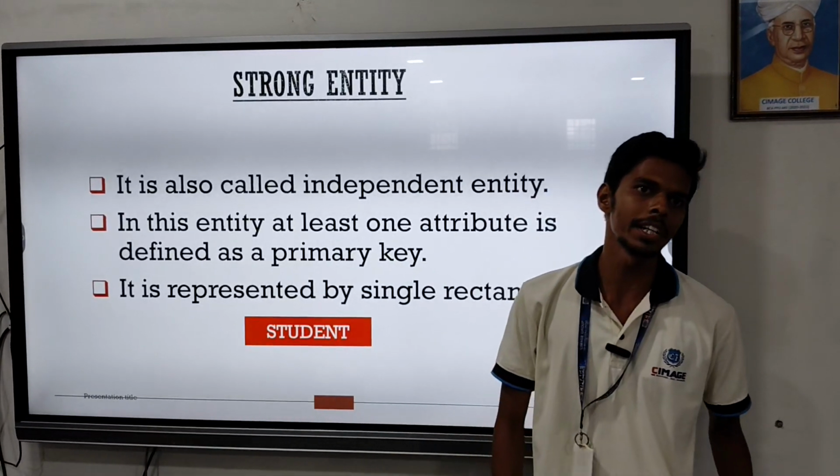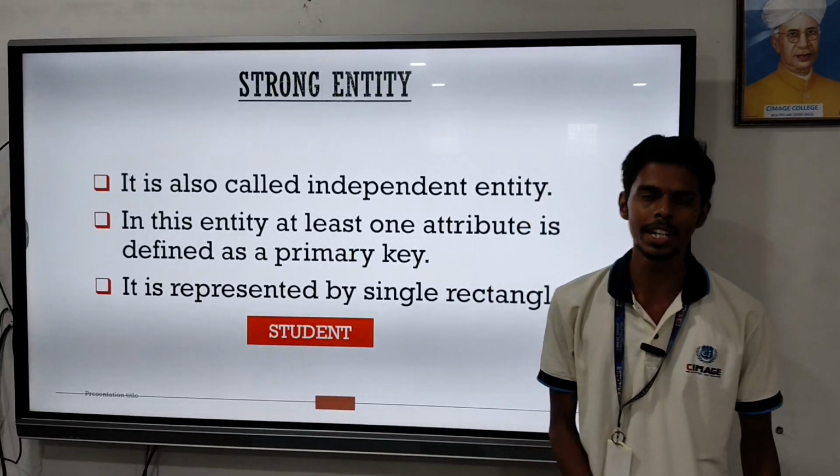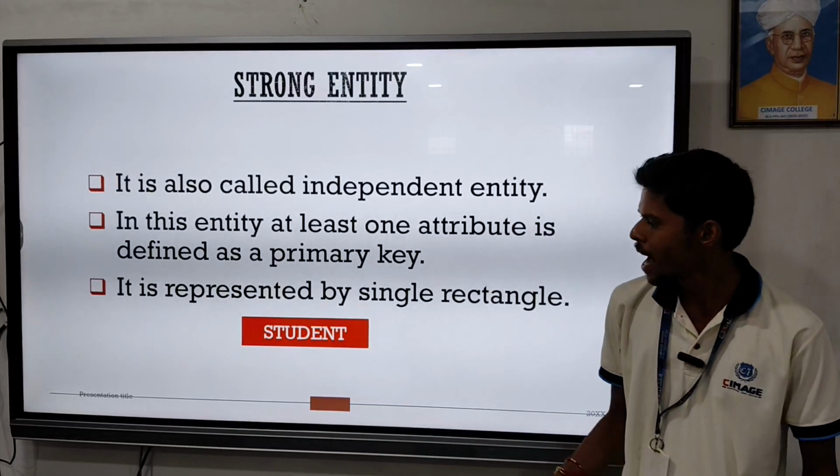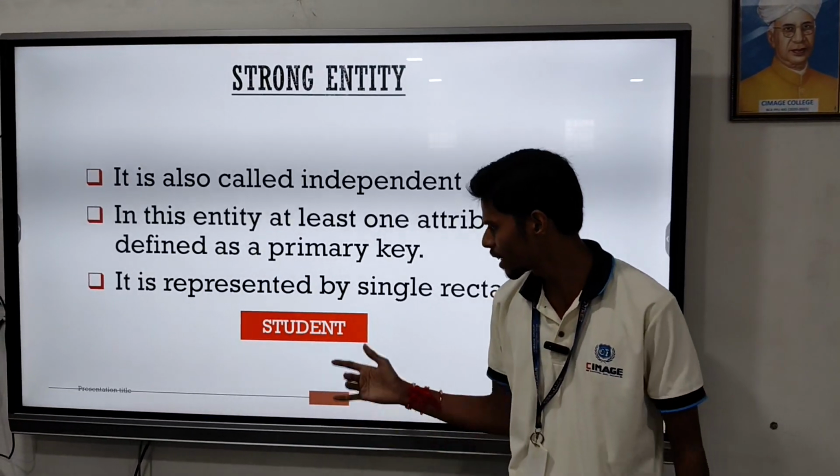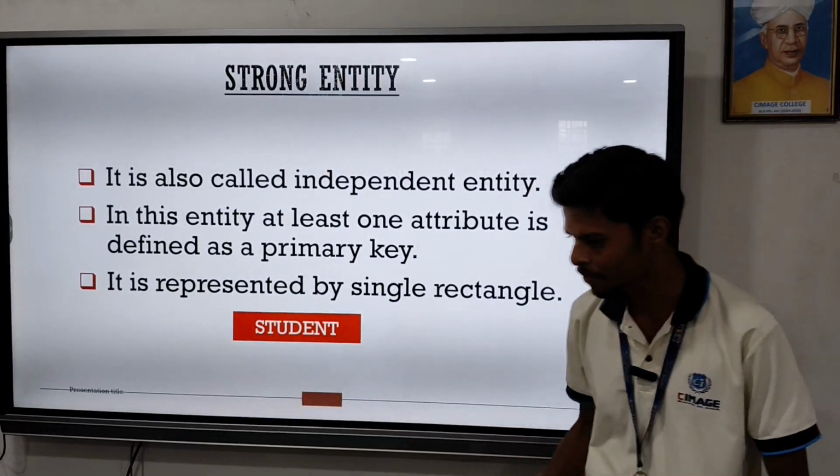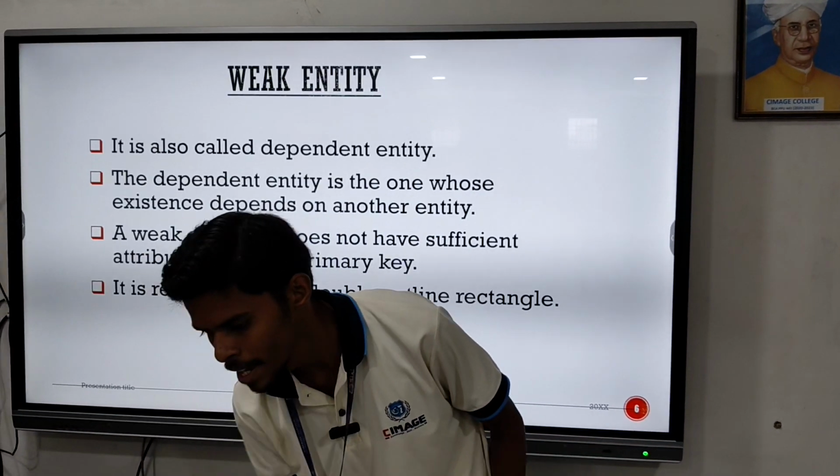A strong entity is called an independent entity, in which at least one attribute is defined as a primary key. It is represented by a single rectangle, which I have mentioned here, which is student.